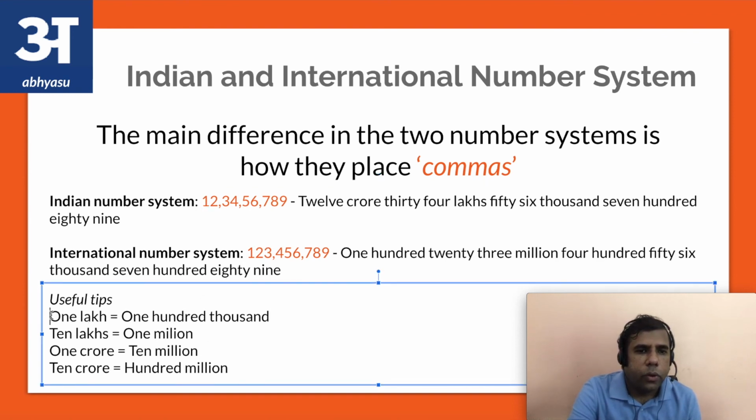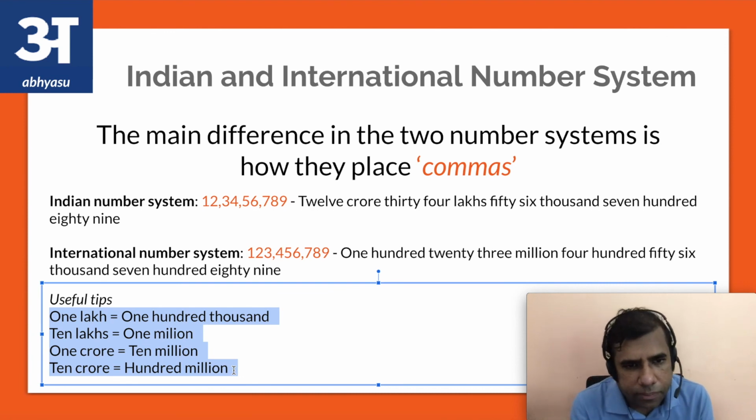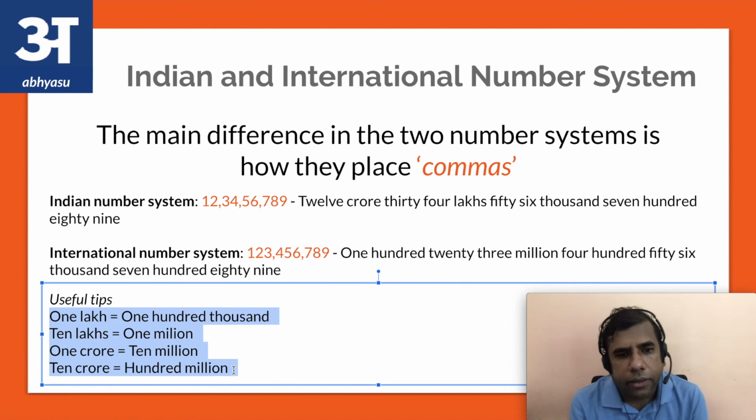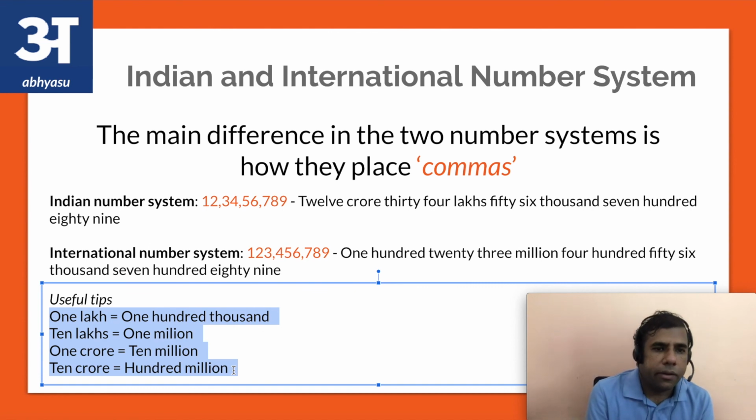So these are a few quick things to remember. Again, 1 lakh is 100,000, 10 lakh is 1 million, 1 crore is 10 million, and 10 crore is 100 million.